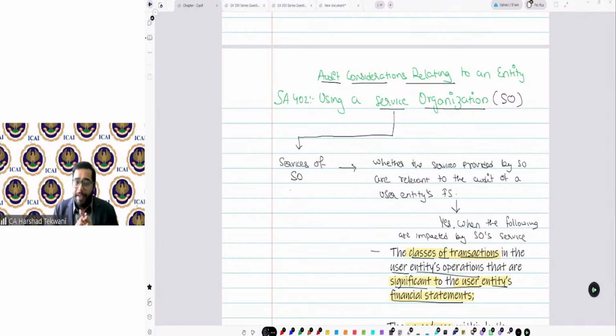In the next lecture, we will be discussing two major topics. Number one, the topic with respect to using the work of another auditor and internal auditor, and I'll try to cover the auditor's expert also. So these topics we will discuss in the next lecture. But for that, I want you guys to read in advance. Read in advance the SA 600 series. That will be the topic of discussion of our next lecture.